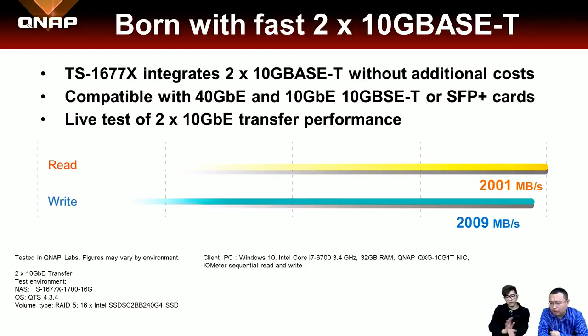I'm going to show you a live test of the 10 gigabit performance. Let's switch to QTS again. How do we check the performance? We have a special tool. Here I set up an I/O meter with a sequential transfer on 64K. In the environment, I have set up two PCs with a 10G card. Each one has one 10G port, connected to the 1677X's 2 10G ports.